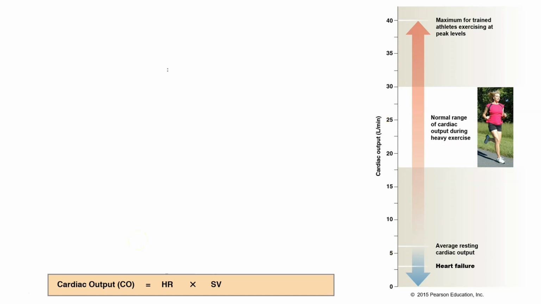Okay, so the cardiac output is determined by a couple of things. It's determined by how fast the heart is beating and how much blood is ejected every time the heart beats, which is called the stroke volume. We'll spend a little bit of time looking at how heart rate is changed to affect cardiac output. We'll spend a lot of time talking about how stroke volume is changed to affect cardiac output.